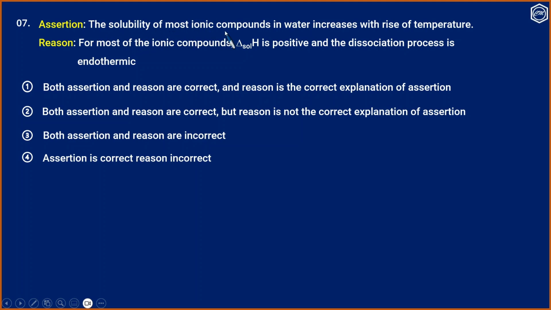The solubility of most ionic compounds in water increases with the rise of temperature. And this is because for most ionic compounds the enthalpy of solution is positive and the dissociation process is endothermic. So when temperature increases, the dissolution increases. So option 1 should be the correct answer.